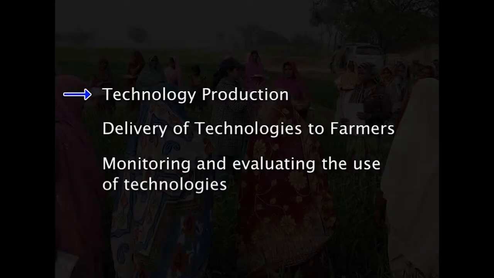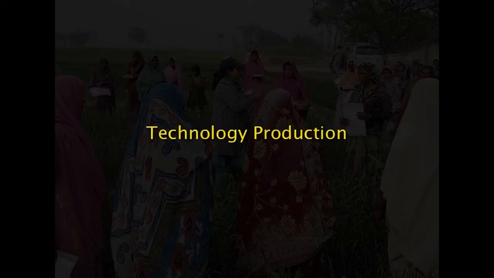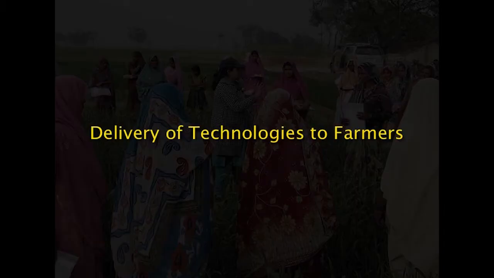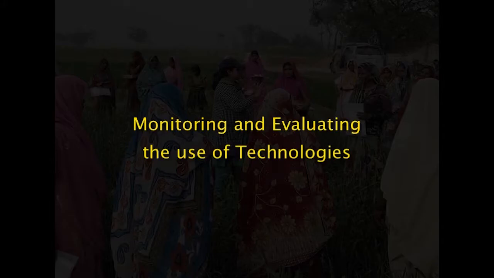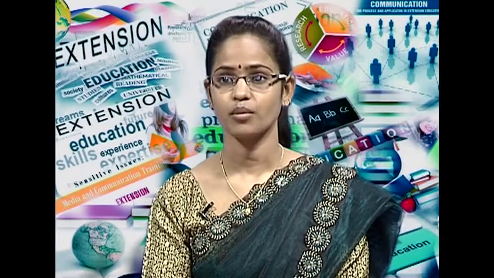It includes adaptive research. The main processes of technology transfer are technology production, delivery of technologies to farmers, and monitoring and evaluating the use of technologies. Technology production: the process of providing materials in sufficient quantities to those who are responsible for delivery. Delivery of technologies to farmers: promoting the technology to farmers, which can be done through many channels. Monitoring and evaluating the use of technologies: studying the adoption rate by farmers and the impact of technology.